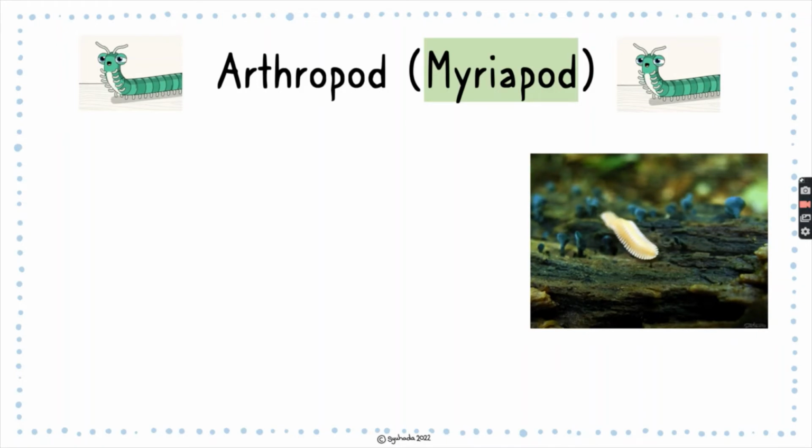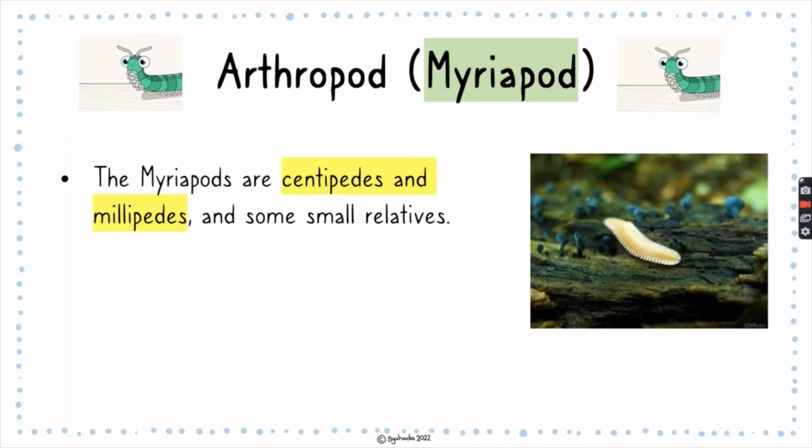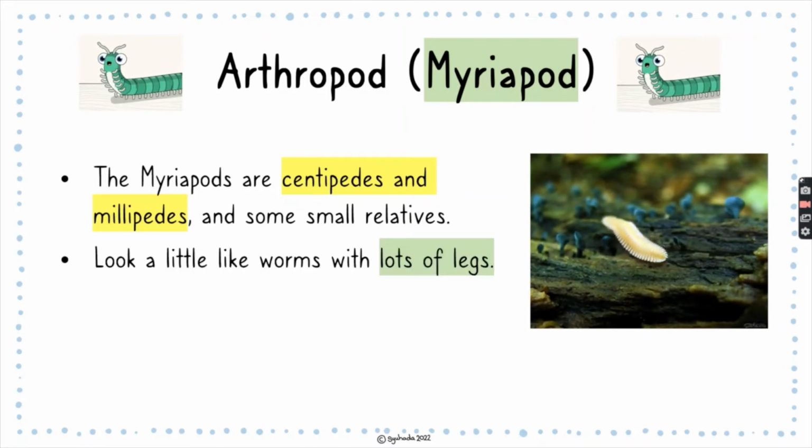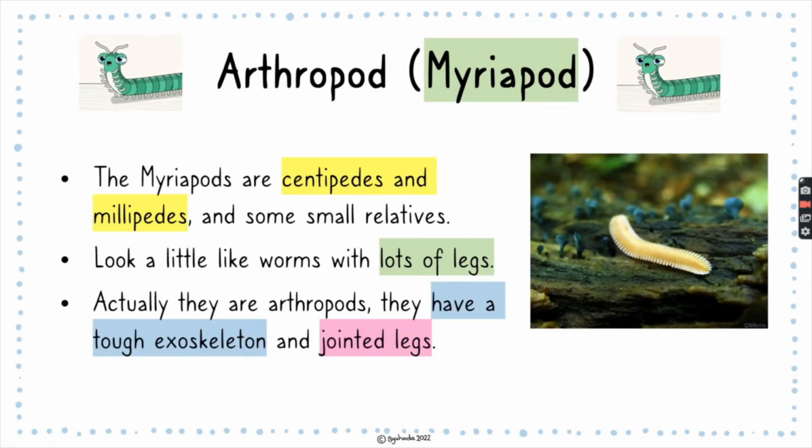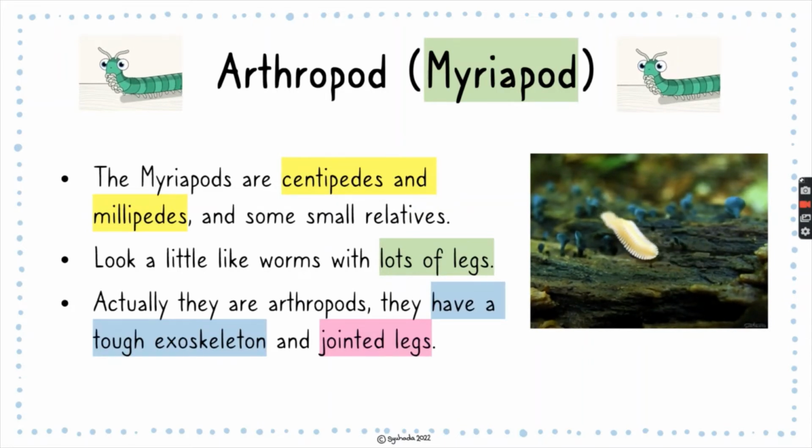Next up, we have the myriapods. Myriapods are centipedes and millipedes, and some small relatives. They look like worms with lots of legs, and they are actually arthropods. They have a tough exoskeleton and jointed legs.